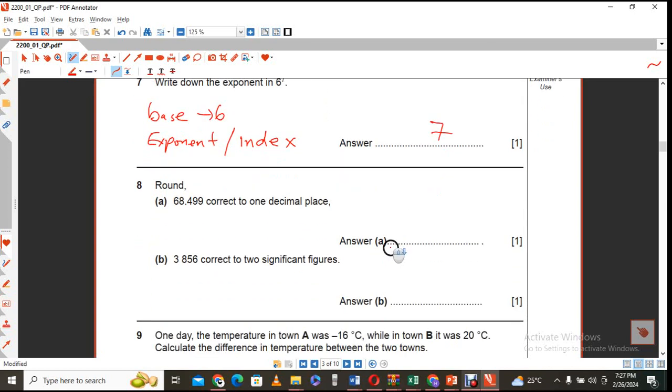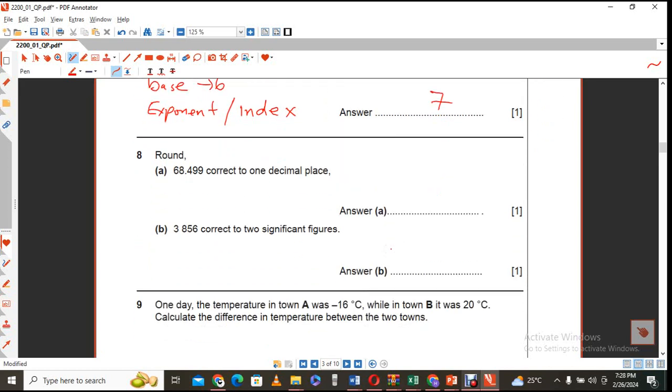Good. They say round the answer to one decimal place, so no matter what, your answer should have one decimal place in it, even if it's a 0. So that 9 makes that a 5. So this answer would be 68.5. There should be one place after the decimal point once they say you should do that rounding.